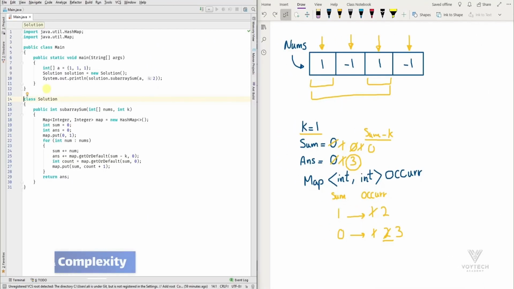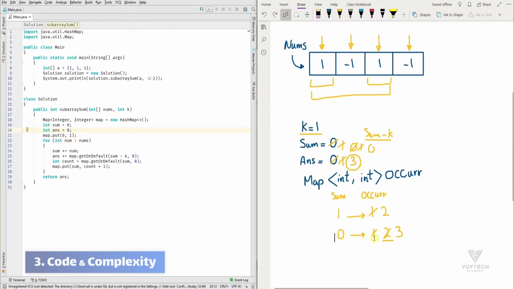To implement the algorithm, I wrote this function and I called it Subarray Sum. As you can see, it takes 2 inputs, the nums array and k. Initially, I declared a map of integers to integers, and then sum and answer, and I put 0, 1 as the first element into the map. As you remember, the sum that equals 0, the initial value, has 1 occurrence.